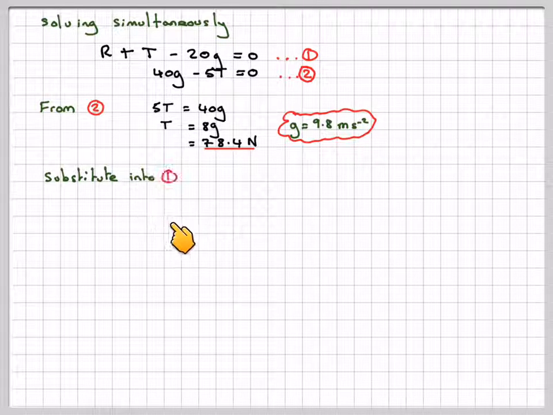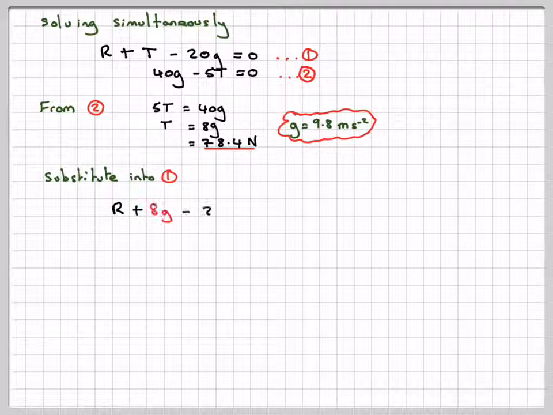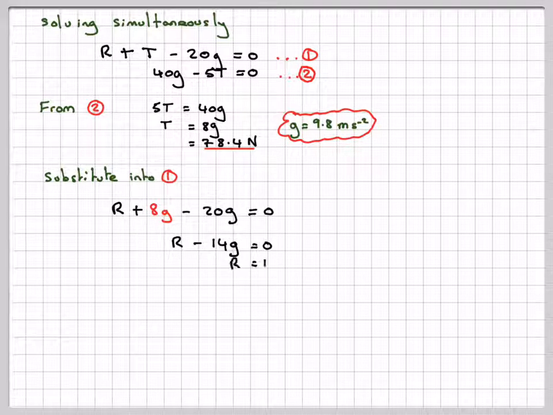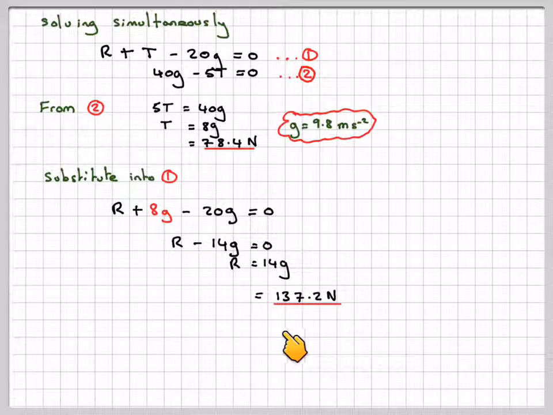Substitute into equation 1, so we're going to have R, and I'm going to put 8G minus 20G is equal to 0. R minus 14G is equal to 0, 8 minus 20. Therefore R is 14G, and therefore that gives me 137.2 newtons, taking G to be 9.8 meters per second squared.